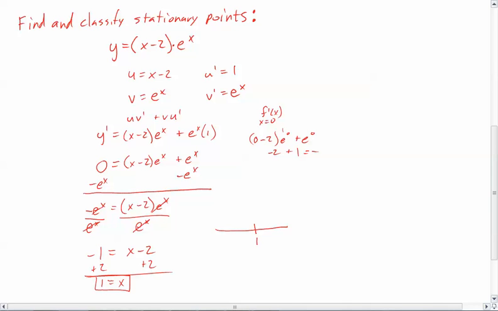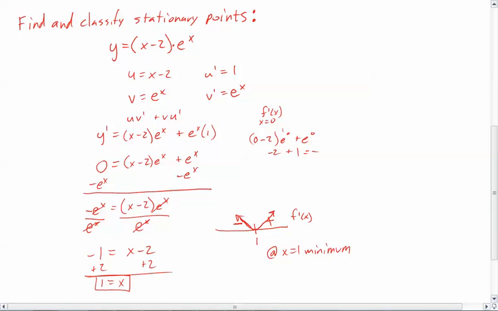So therefore, anything to the left of 1 is negative, anything to the right is positive. Remember, this is for the derivative function, which means I'm looking at the slope. So my original function is going down, then my function is going up, which means at x equals 1, there is a minimum.